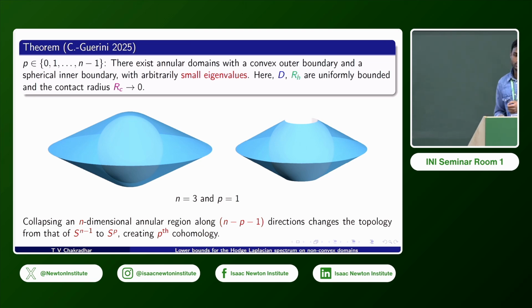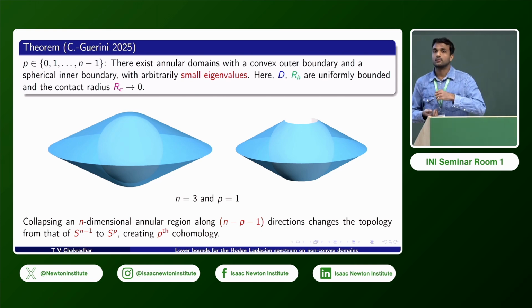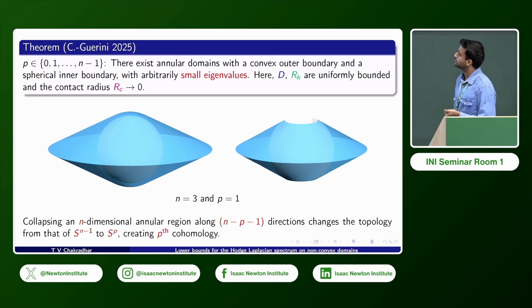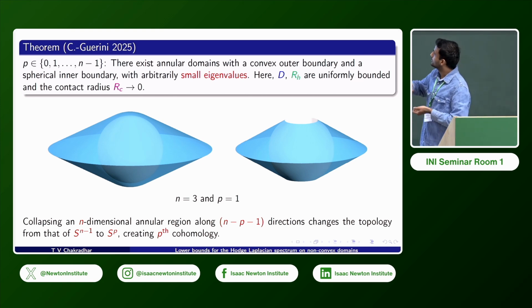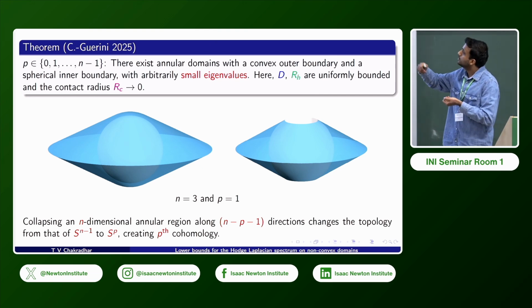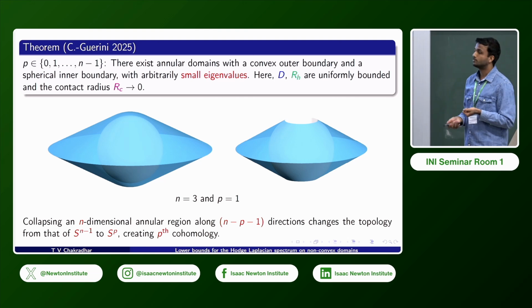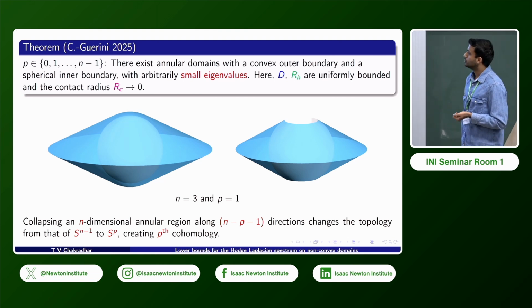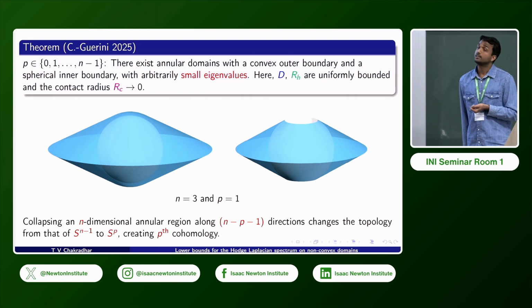So even in this class of domains, we prove that you can again do this thing of constructing or creating cohomology. So for p in the range 0 to n minus 1, there exist domains in this class with small eigenvalues. Again, the idea is that if you have an n-dimensional annular region and you collapse it along n minus p minus 1 directions, topologically the domain will change from being S^(n-1) to S^p, and the cohomology group would increase at that degree. So we can construct such domains.